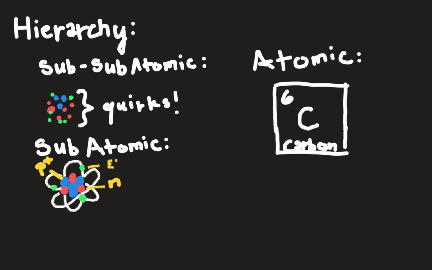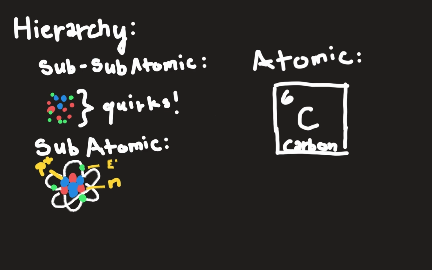So starting off the hierarchy, we have the subatomic, which are basically components of the subatomic particles, which we will go over in a few seconds. These are quarks that make up protons and neutrons, as you can see here. Next is the subatomic, which is parts of an atom. It's composed of protons, neutrons, and electrons. Protons are positively charged, neutrons are, as the name suggests, neutral, electrons are negatively charged.